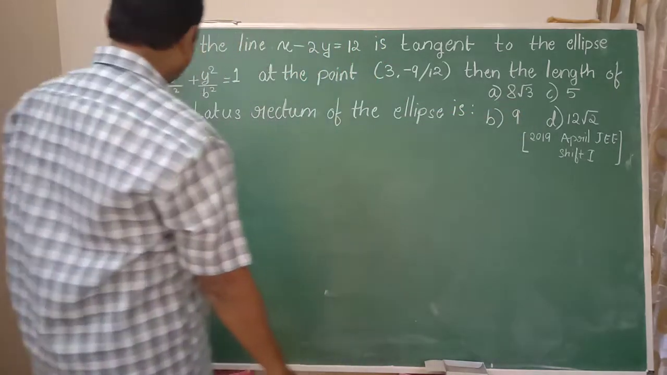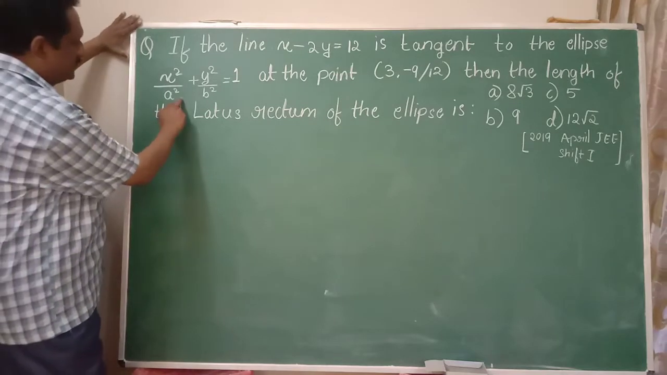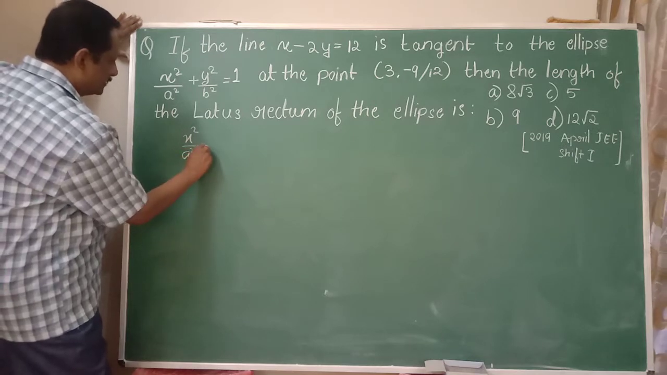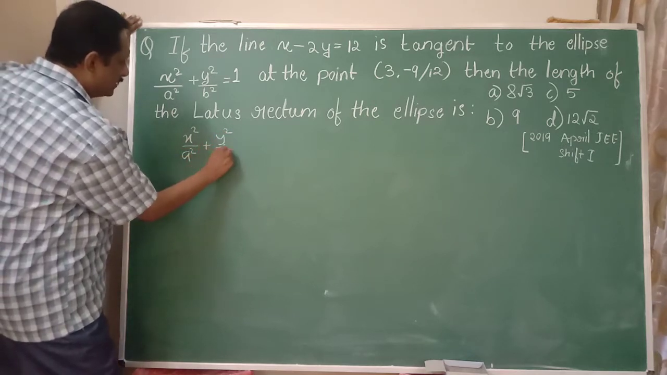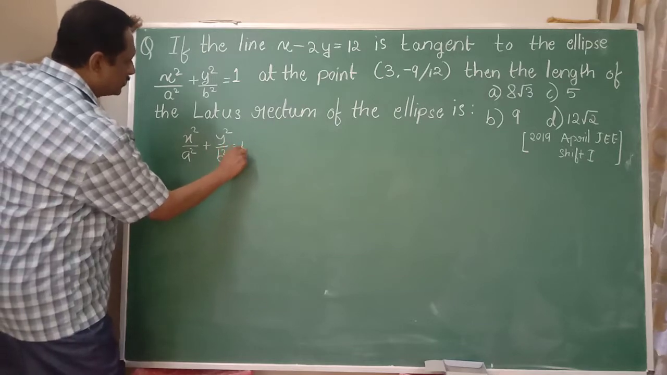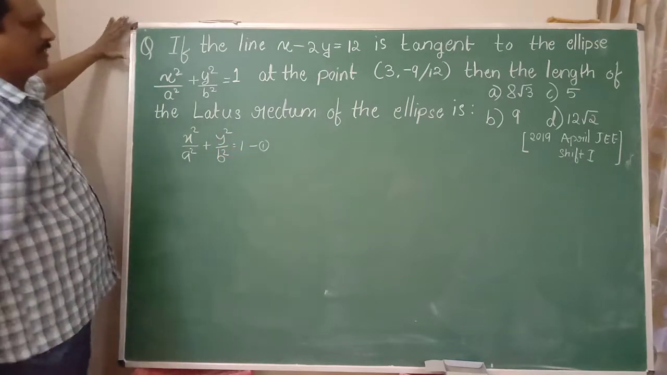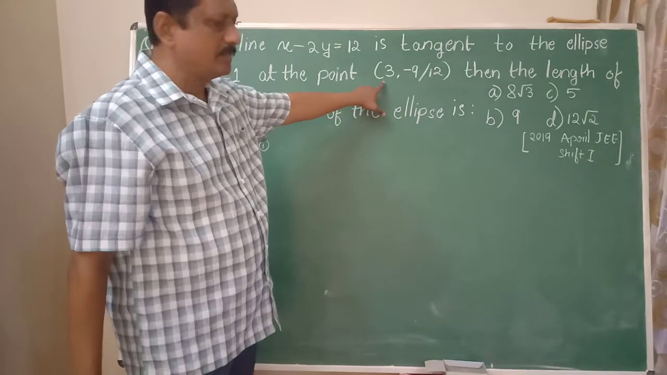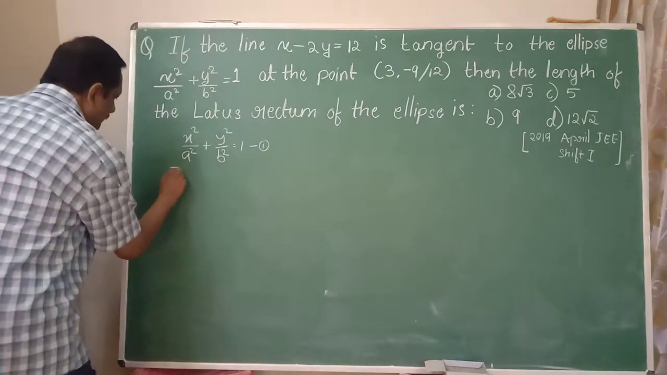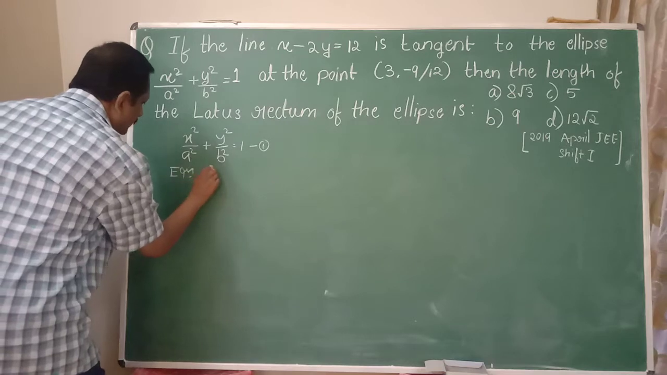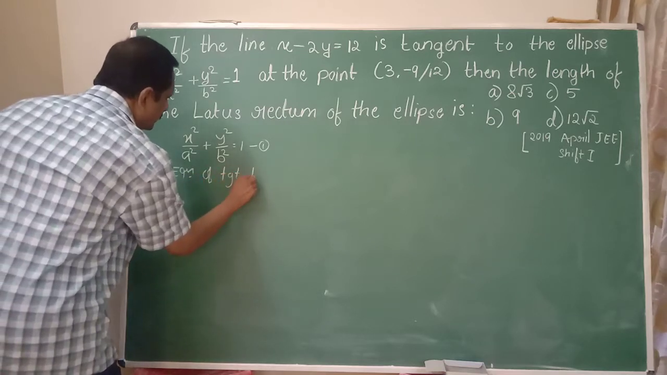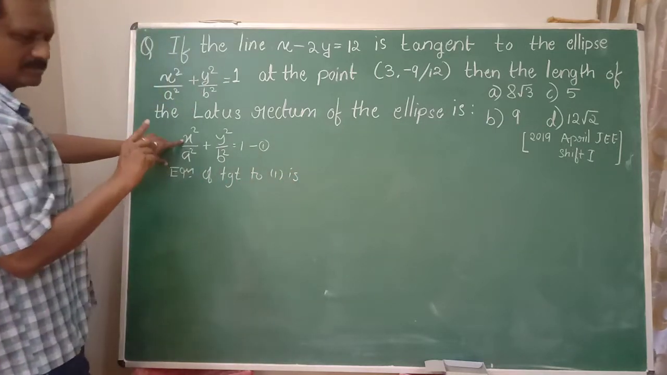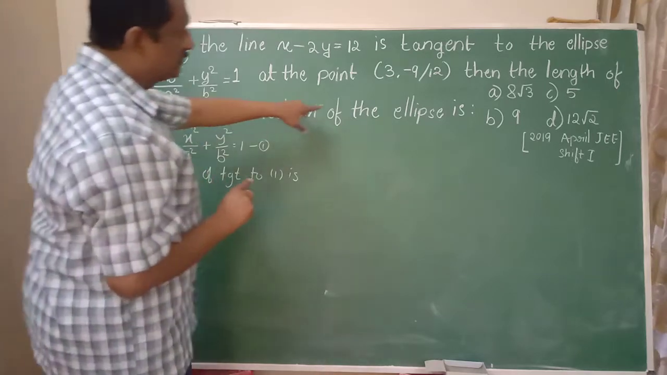Therefore here the equation of ellipse is x square divided by a square plus y square divided by b square is equal to 1. Okay, equation of tangent to the ellipse at this point. So for the equation of tangent, x square is there. Just replace x square by x x1. Here x1 value is 3.